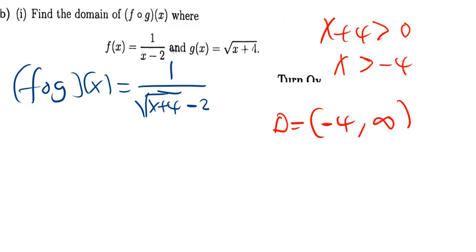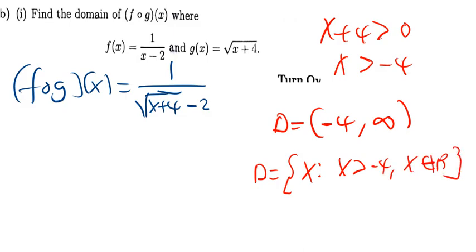Or you can do this in set builder notation. You say x is such that x has to be greater than negative 4, x is a member of all real numbers. You can either represent this or that. You just choose. Is that cool?